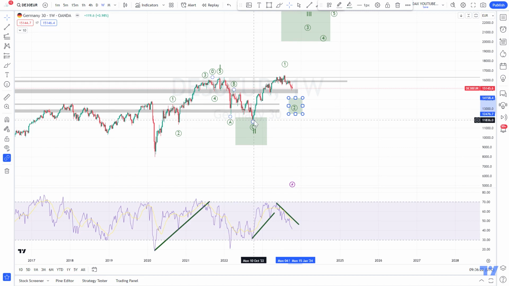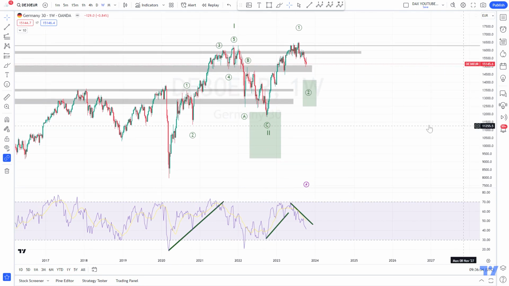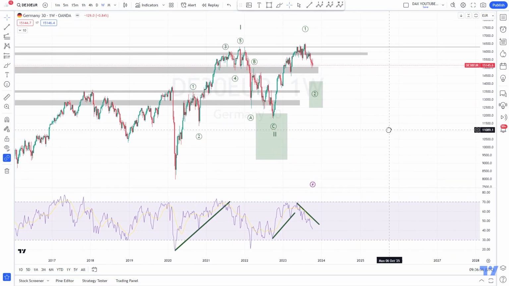It's quite normal to correct this wave 1 up here as a wave 2. So this is all part of the bullish scenario. However, there can still be a bearish scenario here in the higher time frame. And the bearish scenario would look like an expanded flat structure. That would mean that the wave 2 here was not in yet.